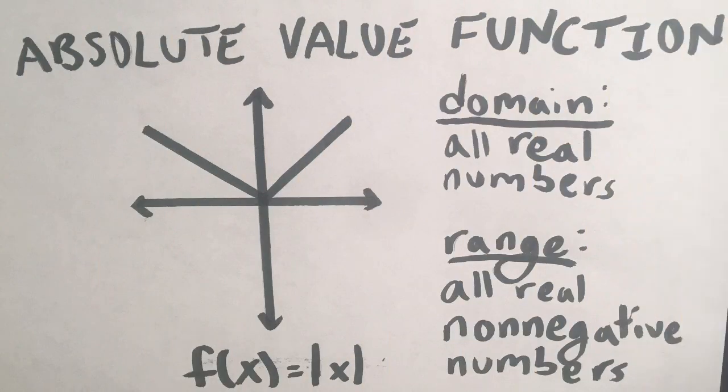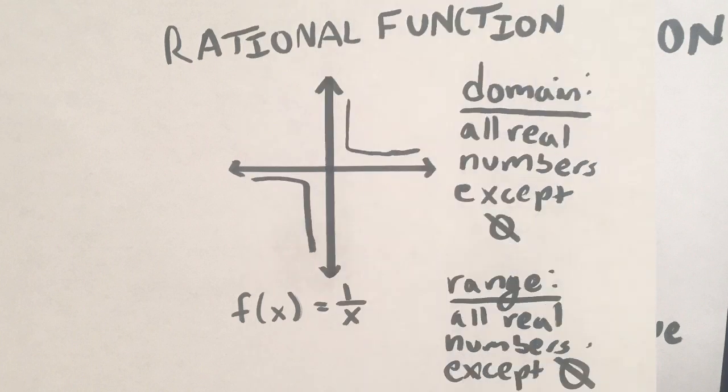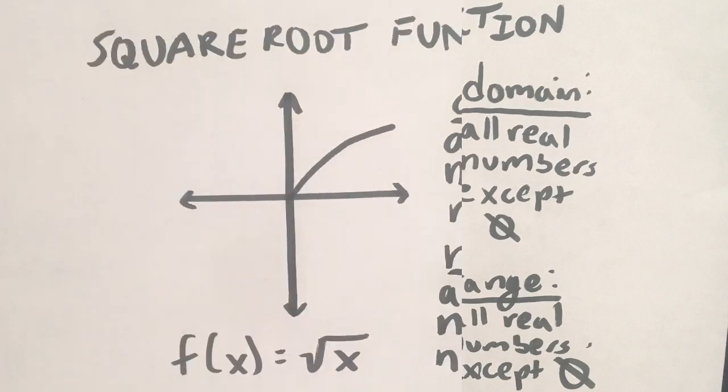This is an absolute value function. In this function, there is an absolute value sign around the x. The domain is all real numbers, and the range is all real numbers that are not negative. This is a rational function. The x is being divided. The domain and range are all real numbers that are not zero.